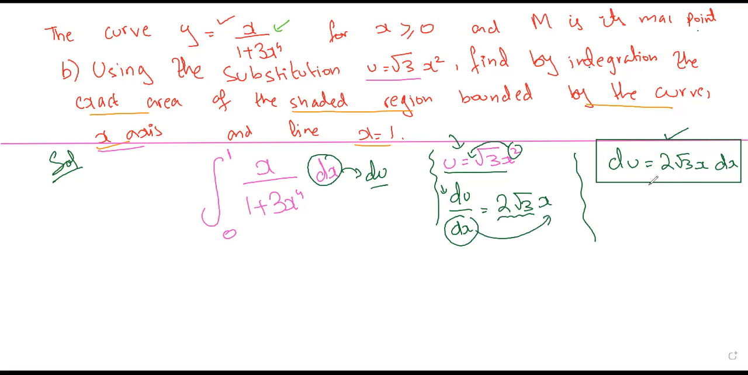Okay, next thing, we have to change our limits. Right now we have 1 and 0, that is x equals 1 and x equals 0. We need to have it in terms of u equals something, because we have changed this from x to u. So how do we do that? Since u is under root 3x square, for x equals 1, u would be under root 3.